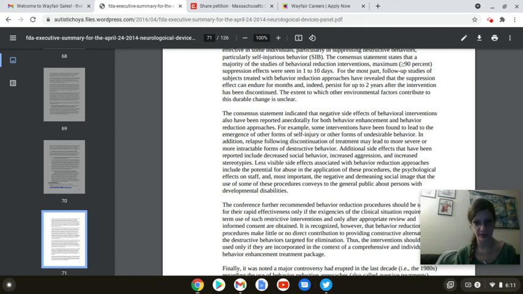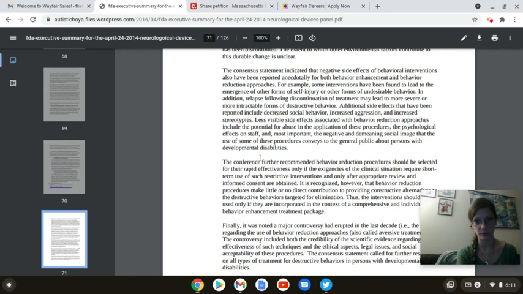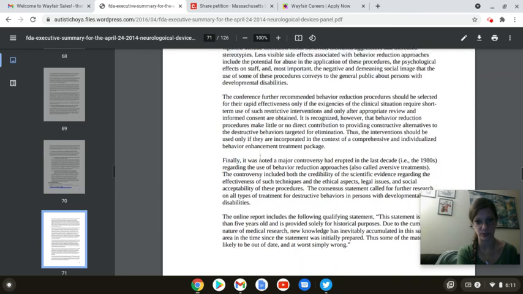Wow. That the use of some of these procedures conveyed to the general public about persons with developmental disabilities. The conference further recommended behavior reduction procedures should be selected for their rapid effectiveness only if exigencies of clinical situation require short-term use of restrictive interventions and only after appropriate review and informed consent are obtained. Andre McCollins did not consent.